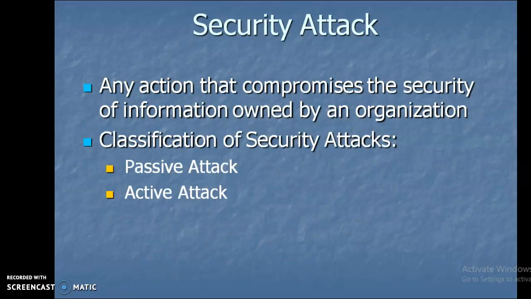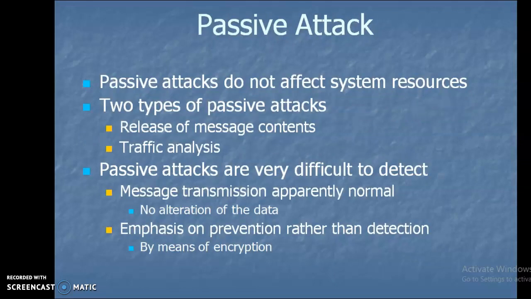Now what is a security attack? Any action that compromises the security of information owned by an organization. The classification of security attacks is of two types, passive attack and active attack. Passive attacks do not affect system resources. Two types of passive attacks are there. First is the release of message contents, in which the message contents are read by someone else.